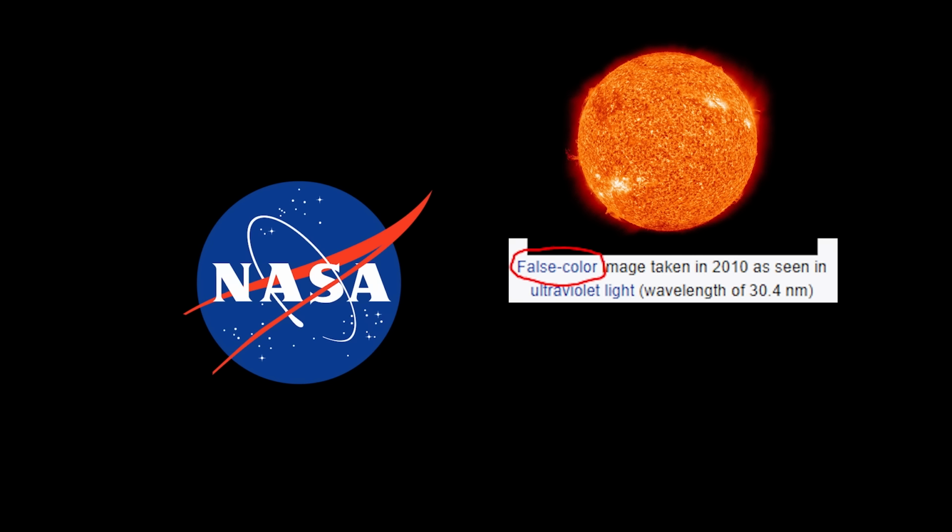Yeah, NASA, we get it. The Sun isn't technically orange and yellow. Now, can you please shut the fuck?